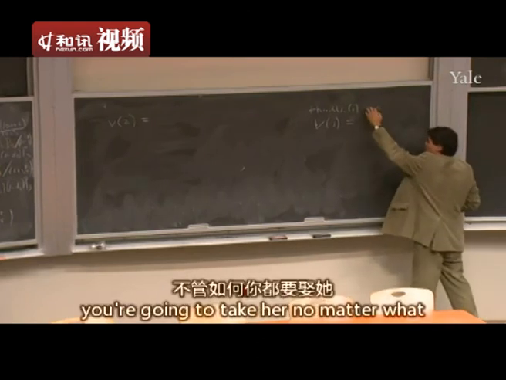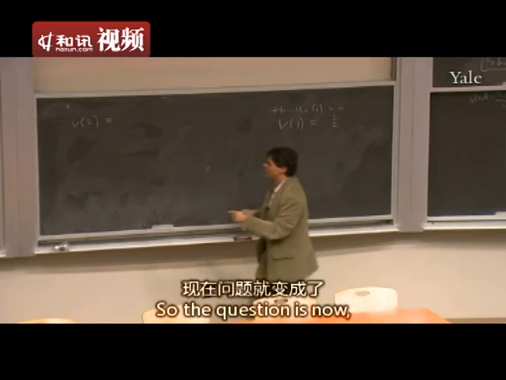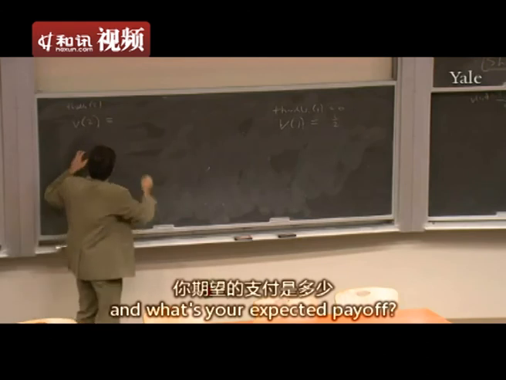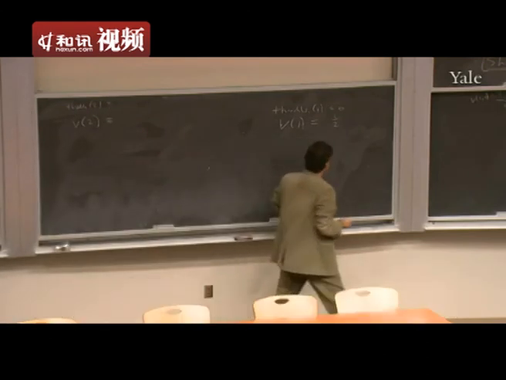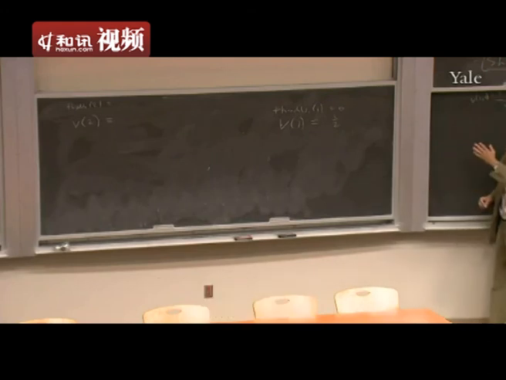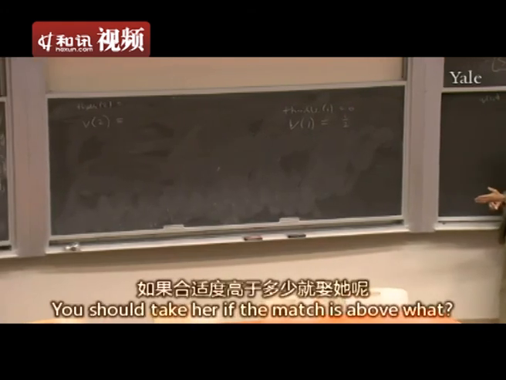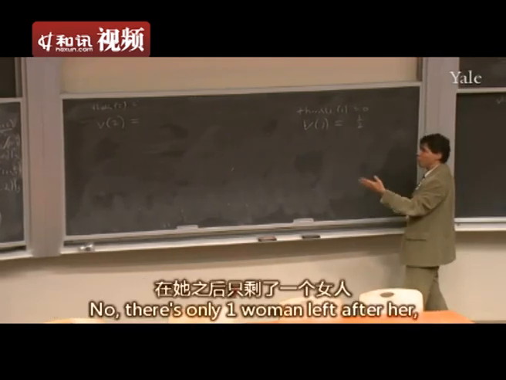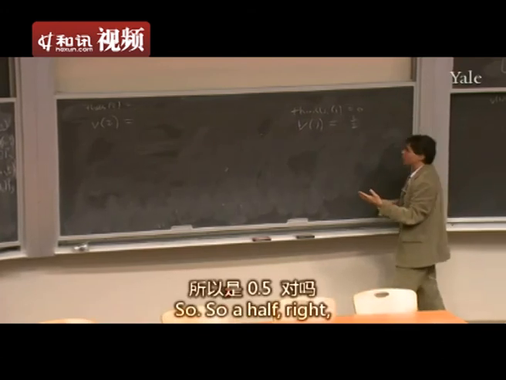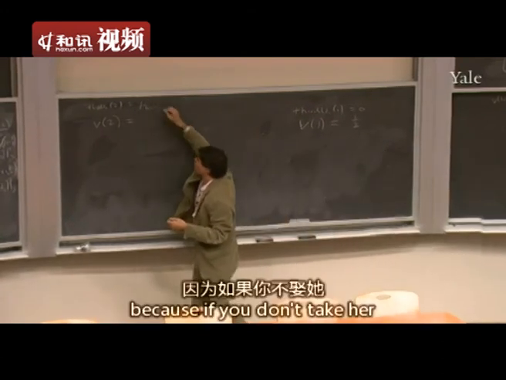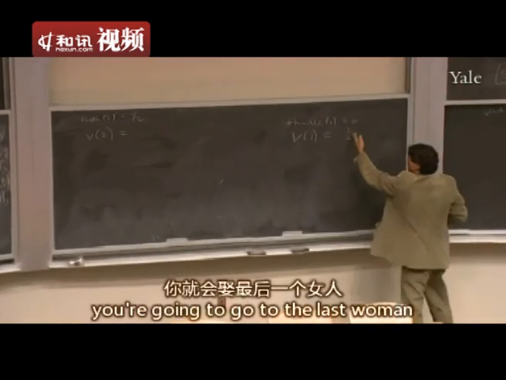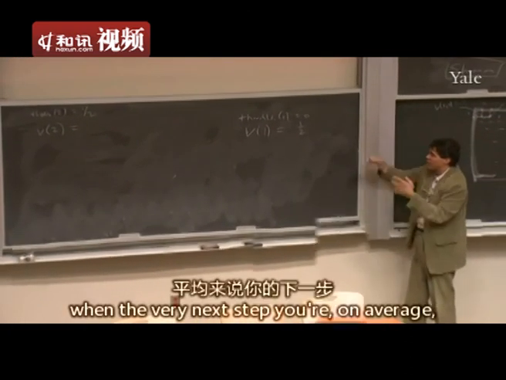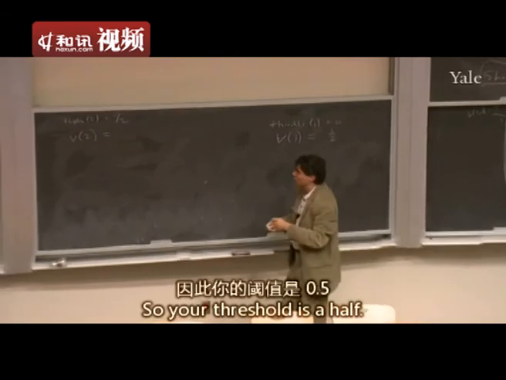Because if there's one woman left, you're going to take her no matter what, and on average you'll get a half. So the question is now, what's the threshold when there are 2 women left, and what's your expected payoff? You see the second to last woman, you talk to her, you find out how good the match is. You should take her if the match is above what? There's only 1 woman left after her, so a half. Because if you don't take her, you're going to go to the last woman. On average, you're going to get a half. So there's no point in taking someone whose match is less than a half when the very next step, on average, you're going to get a half. So your threshold is a half.